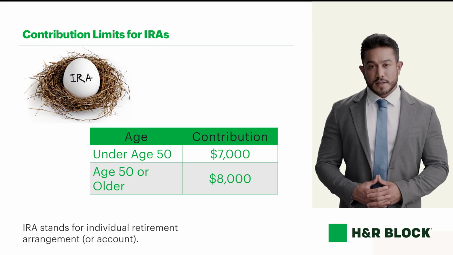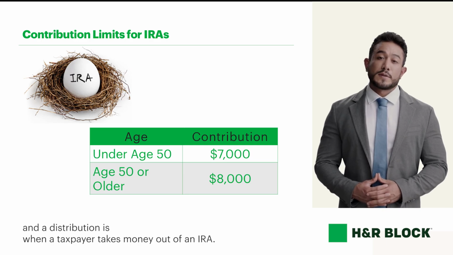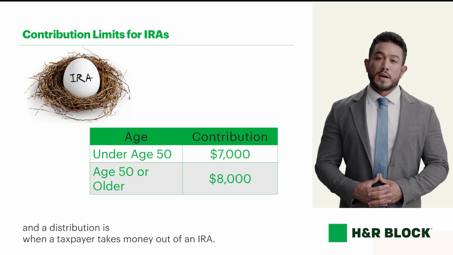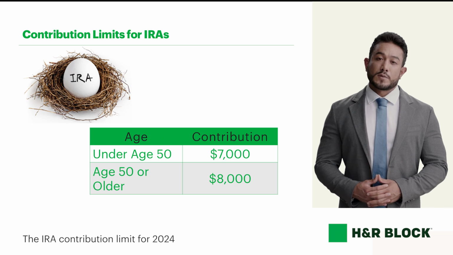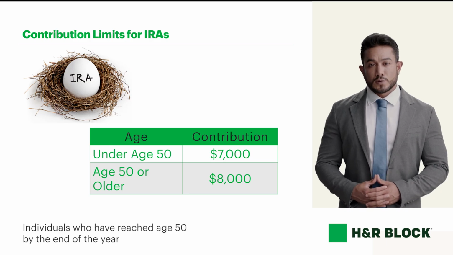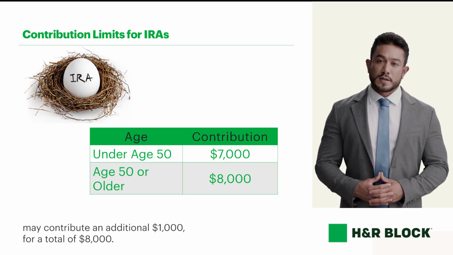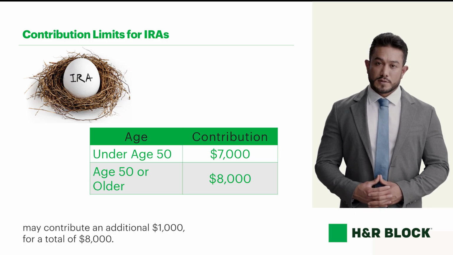IRA stands for Individual Retirement Arrangement or Account. A contribution is when a taxpayer puts money into an IRA, and a distribution is when a taxpayer takes money out of an IRA. The IRA contribution limit for 2024 is the lesser of 100% of the taxpayer's compensation, or $7,000. Individuals who have reached age 50 by the end of the year may contribute an additional $1,000 for a total of $8,000.